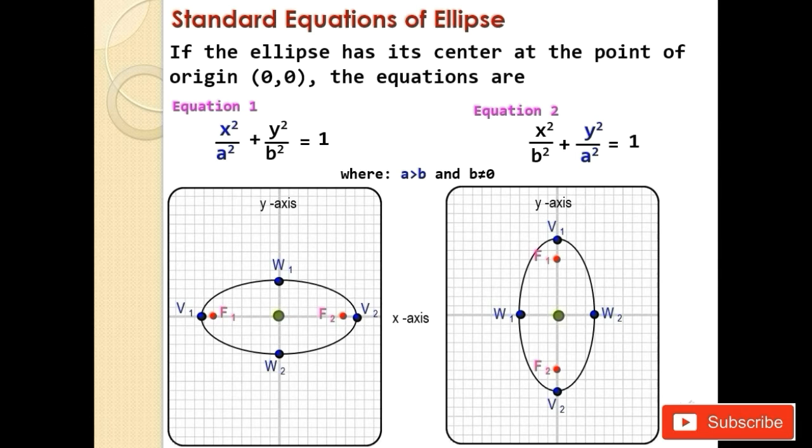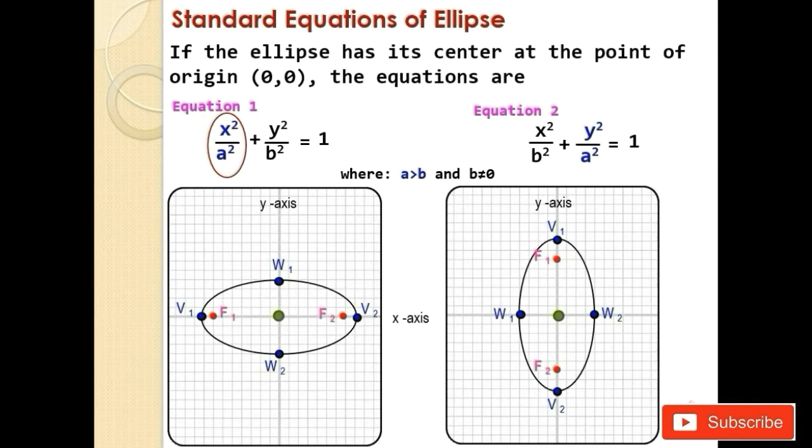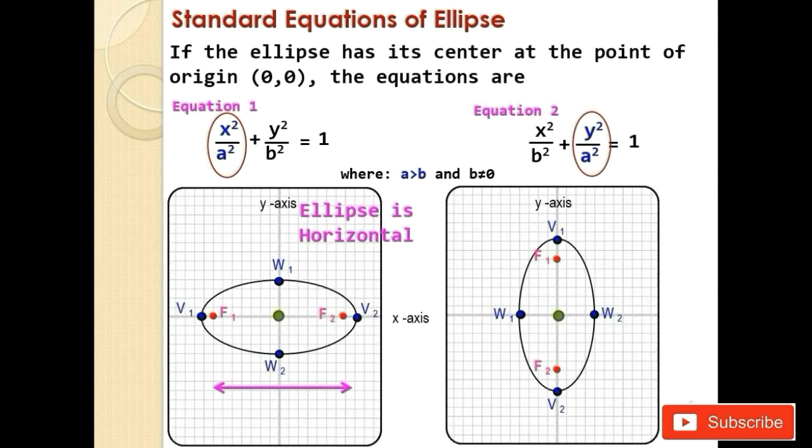If x has the bigger denominator, the orientation of our ellipse is horizontal, meaning it aligns with the x-axis. But if y has the bigger denominator, the orientation of our ellipse is vertical. This means that our graph will align with the y-axis.